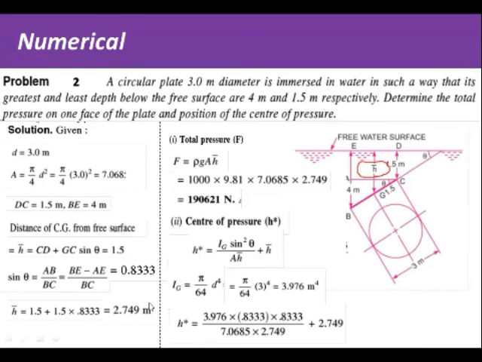After that, you can calculate the value of H star. So put all the values. So Ig is 3.976 into sin square theta. Okay, sin square theta ये division दे सकते हो 2.5 divided by 3. So it comes out to be 0.8333. Okay, so it is 0.833 whole bracket square divided by value of A. A is 7.0685 into 2.75 plus 2.75. Okay, so it comes out to be 2.891 meters.